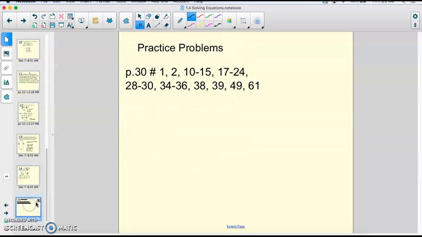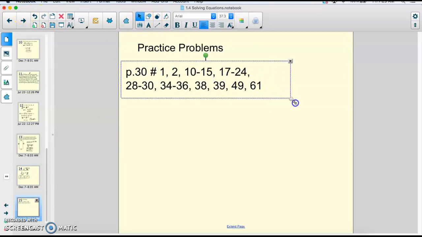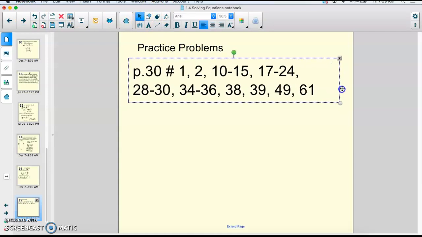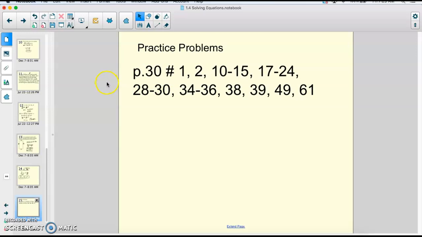That's section 4. Here are your practice problems for the section. If you have questions, let me know. I know that we're probably running into some issues with Schoology and the book and just making sure everyone's logged in. So do your best. Please ask questions when you have them.